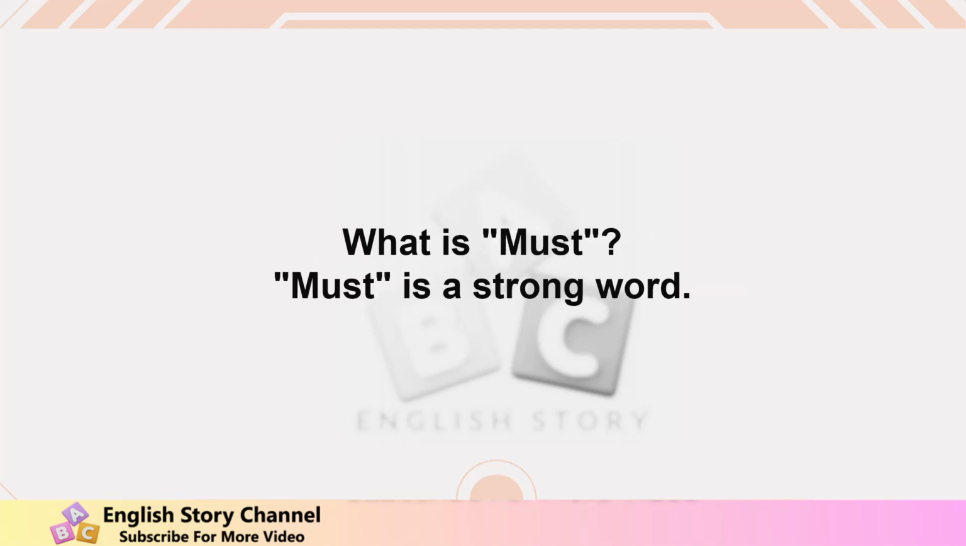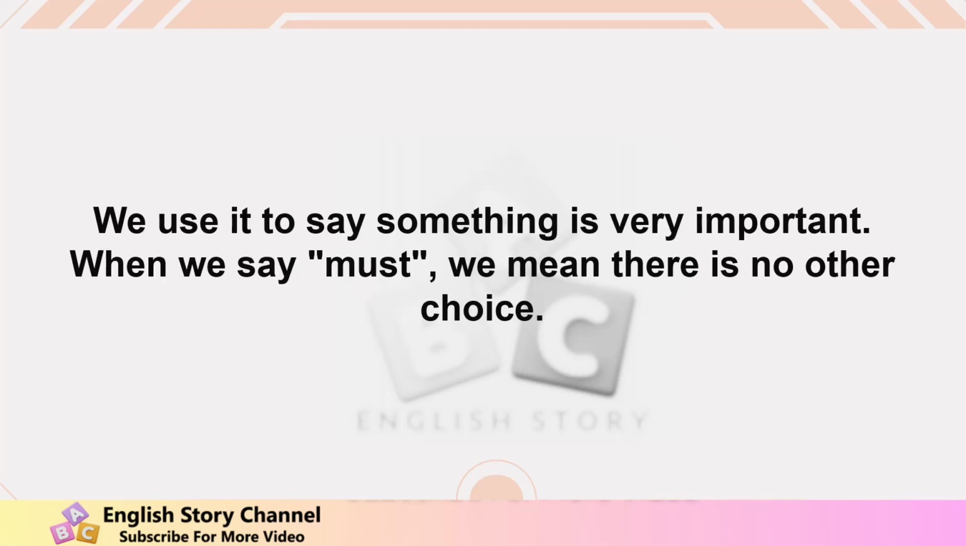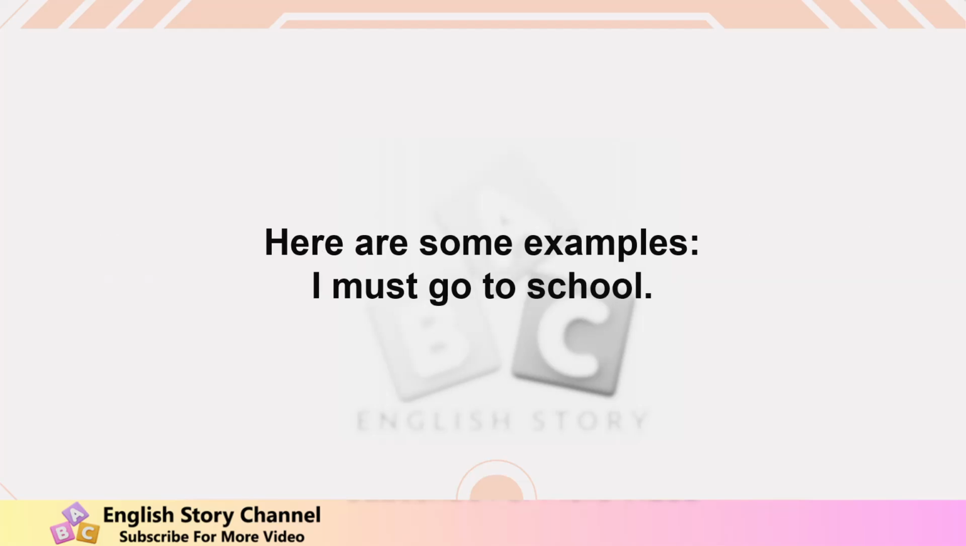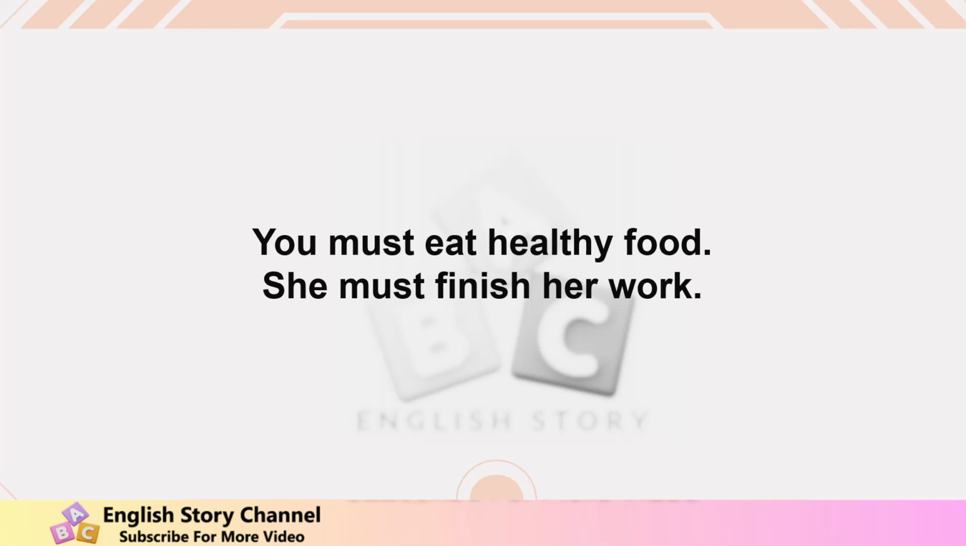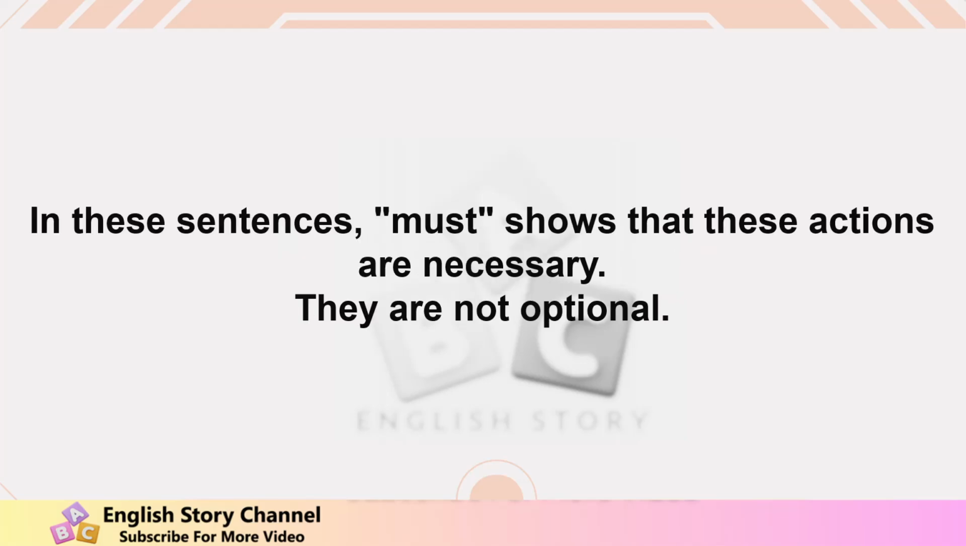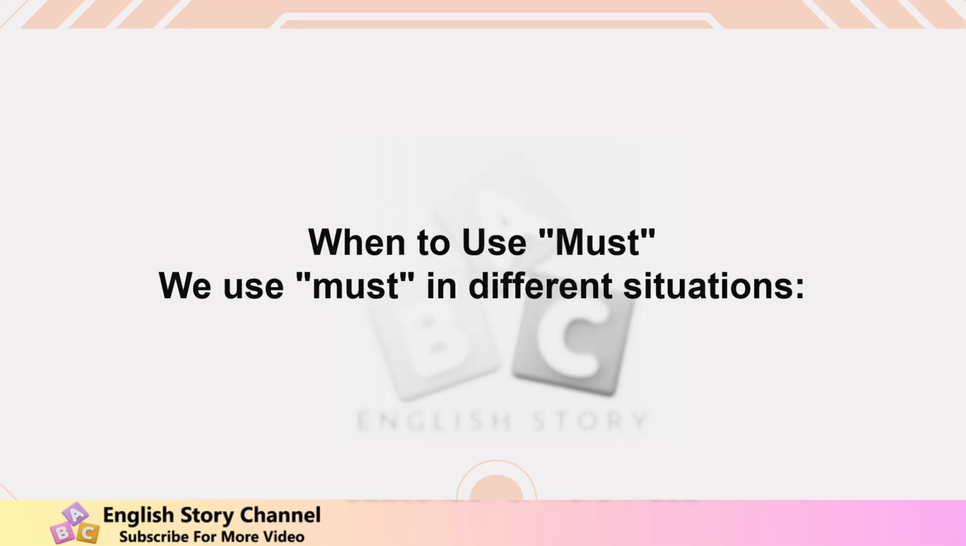What is must? Must is a strong word. We use it to say something is very important. When we say must, we mean there is no other choice. Here are some examples. I must go to school. You must eat healthy food. She must finish her work. In these sentences, must shows that these actions are necessary. They are not optional.